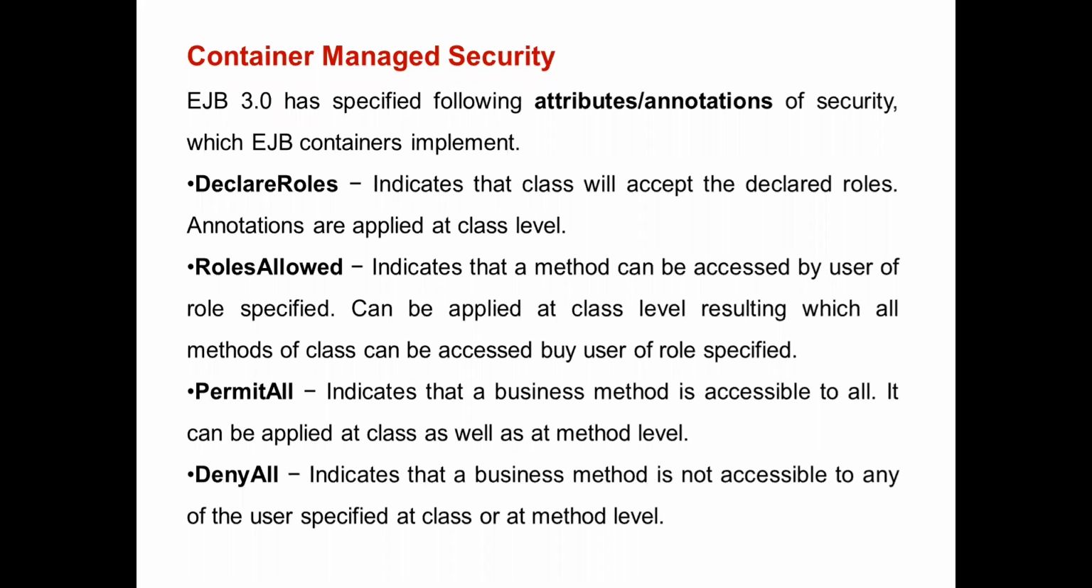The first one is DeclareRoles. First, you declare the roles. It indicates that a class will accept the declared roles. The annotations are applied at the class level. It means you are defining that the class will accept the declared roles, so we use the attributes or annotations at the class level only. In the class level, we have to declare the roles.